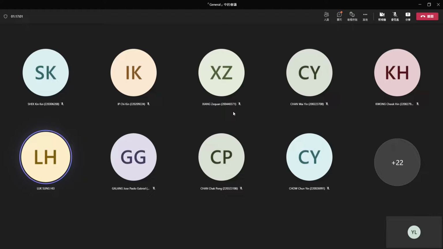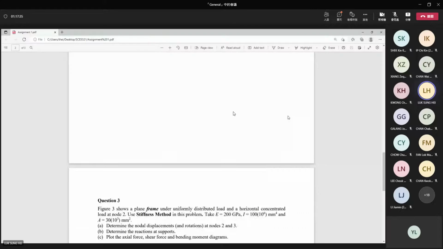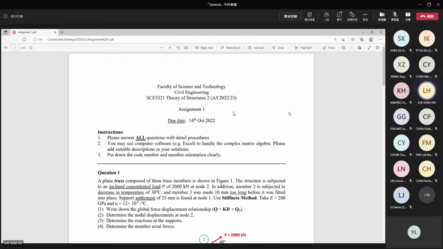Okay, let us start our lectures again. Well, before the break, we finished all our lecture notes for CMOS method. You have learned how to analyze a charge beam frame using CMOS method, which is a matrix approach. Any questions? 冇問題。 Just remind you that we have one assignment 1.